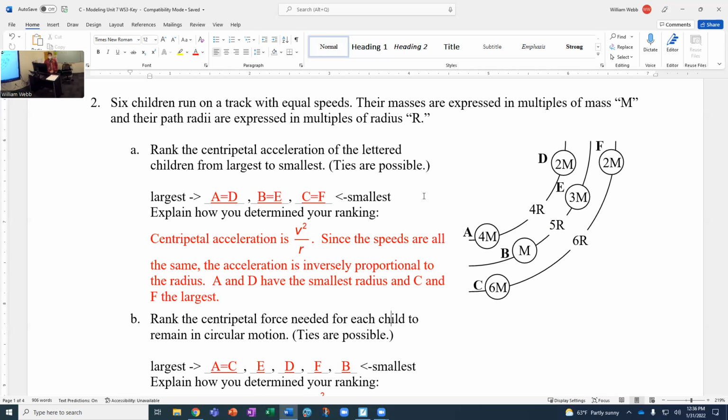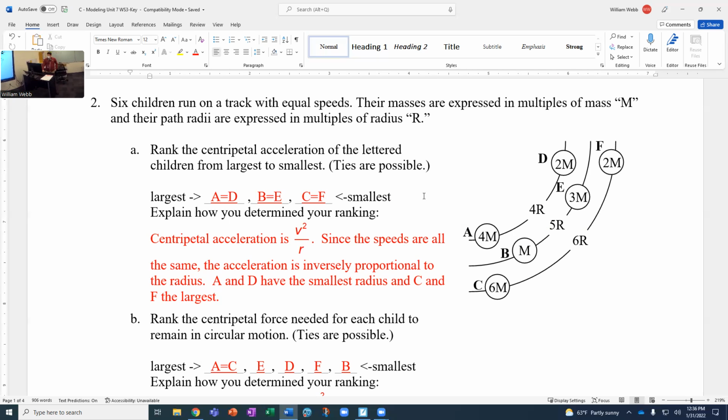All right, part B says rank the centripetal force. So if it's a force, does the mass matter? Yes, because F equals ma, right? So now if we think about the force equation, we're trying to figure out ranking the force. So what's true about the v? Yeah, they said that they're all running the same speed, so that's not changing. So we can ignore that. So really we're just thinking about, what is the mass to radius ratio? The largest mass to radius ratio gives us the largest force. The smallest mass to radius ratio gives us the lowest force.